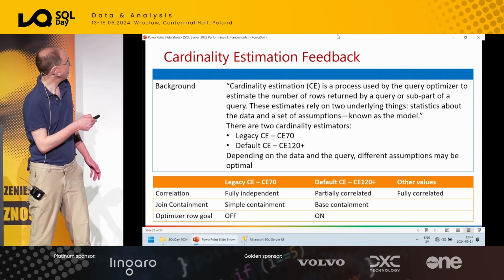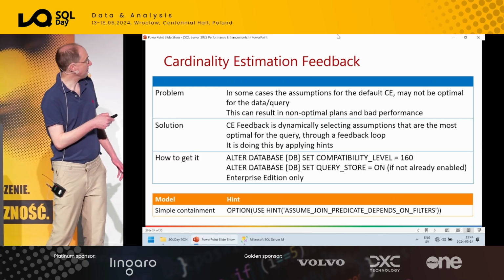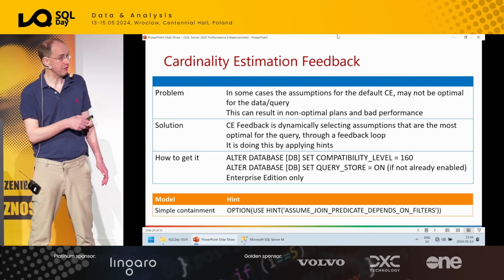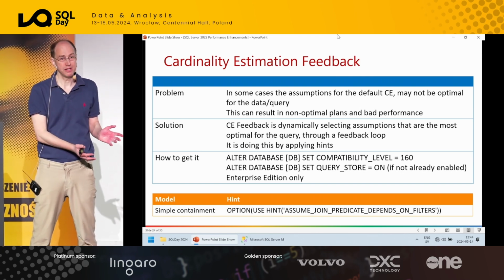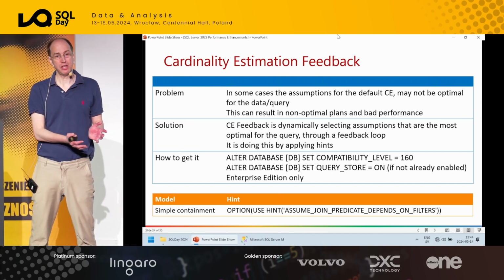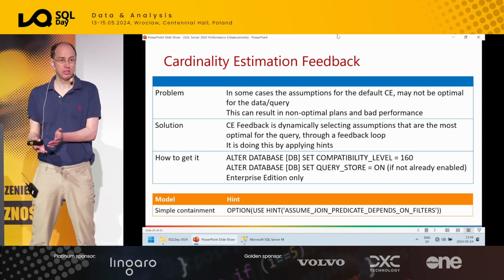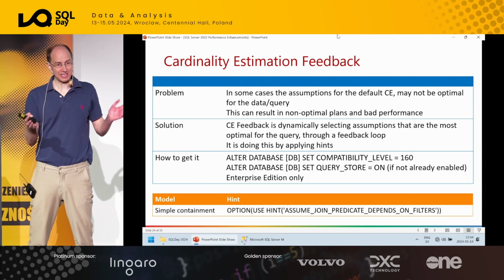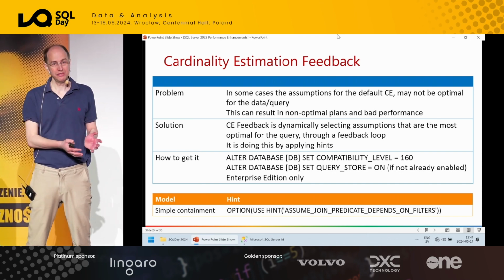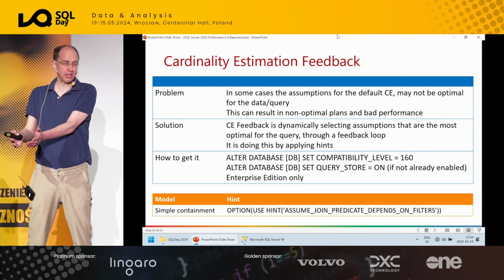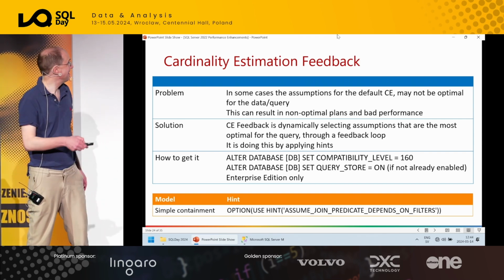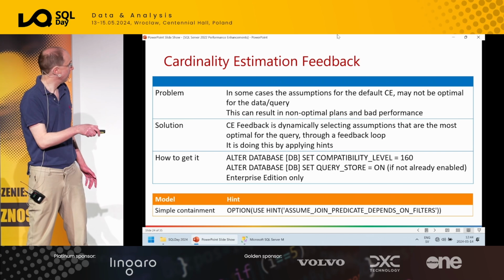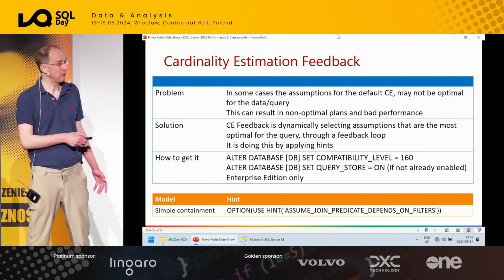What Microsoft has been trying to do is create a feedback loop, where they assess if a query or workload would work better with one of the assumptions in the old cardinality estimator. So it's basically trying that out. If that works better, then it keeps that. If it was not working well, then it reverts to the default assumptions. How that works is that it stores hints in Query Store, and then they will be used the next time.